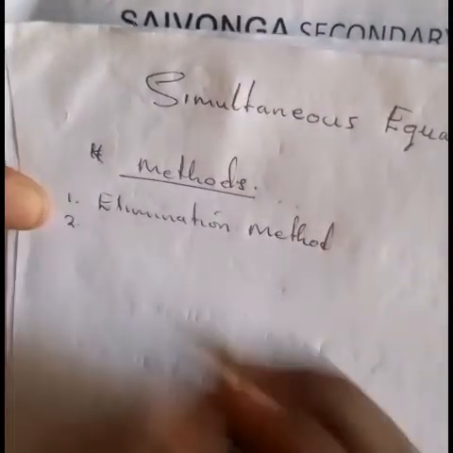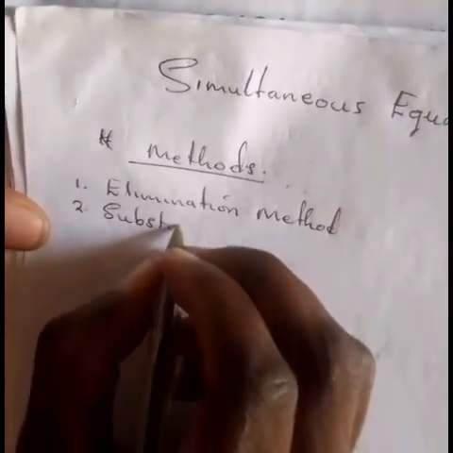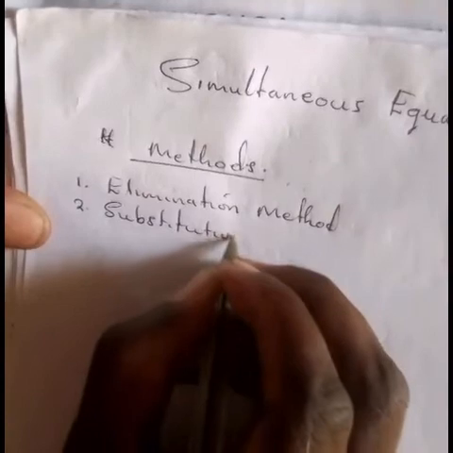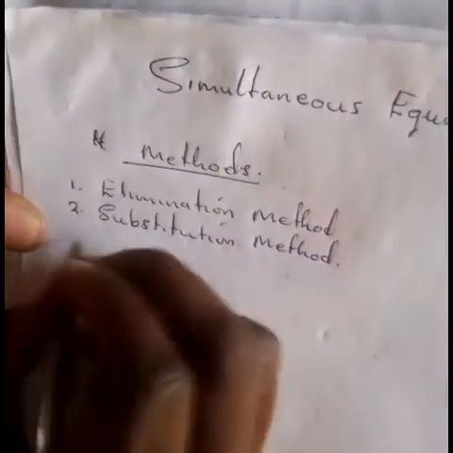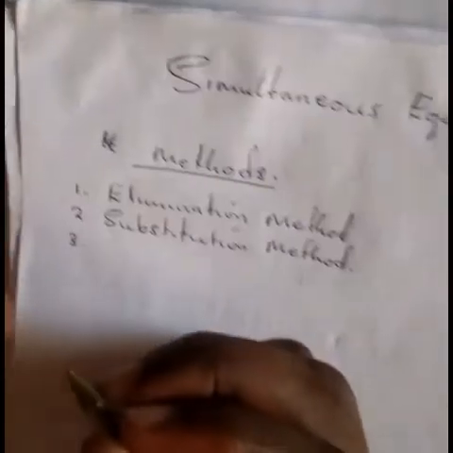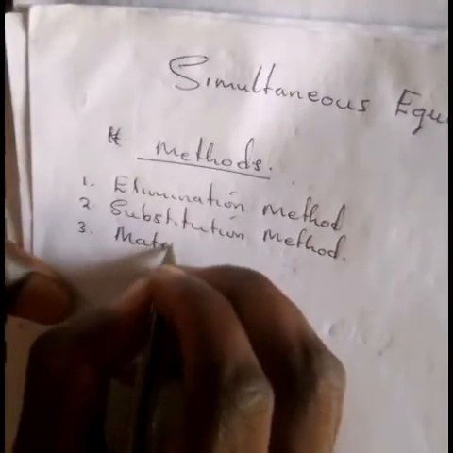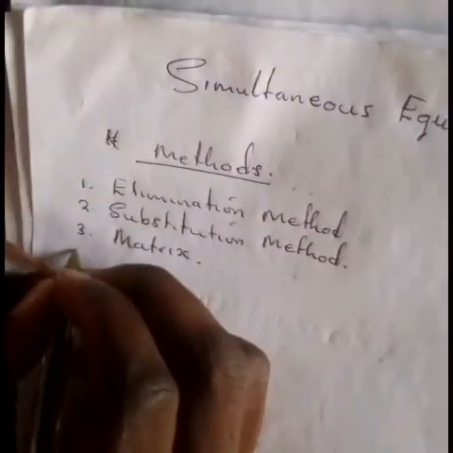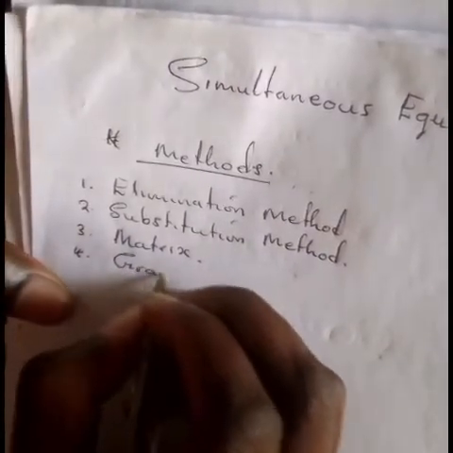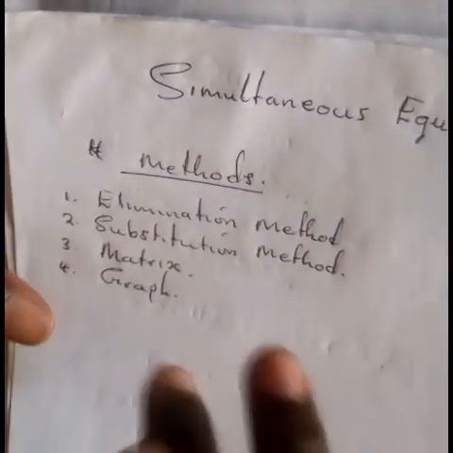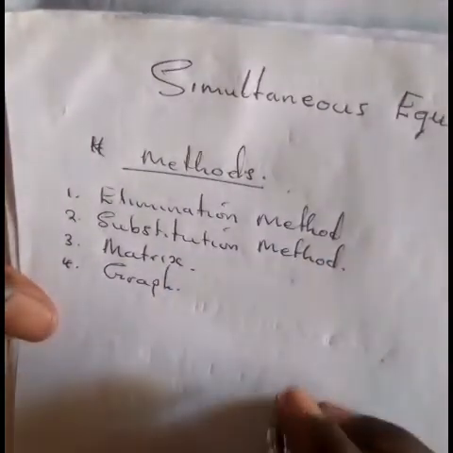You can solve the simultaneous equation using the substitution method. You can solve it using matrices. You can also solve it using graphs. So these are four main methods of solving the simultaneous equation.